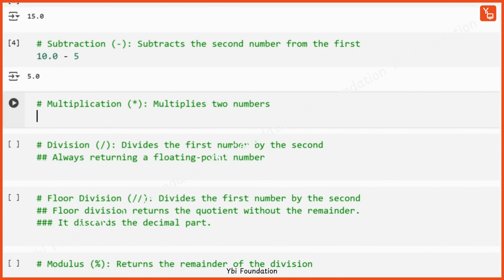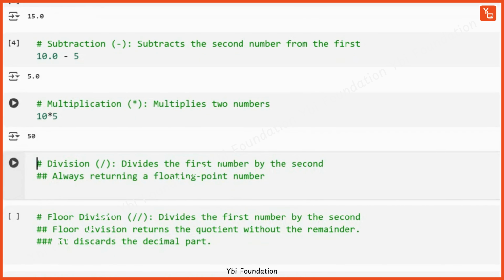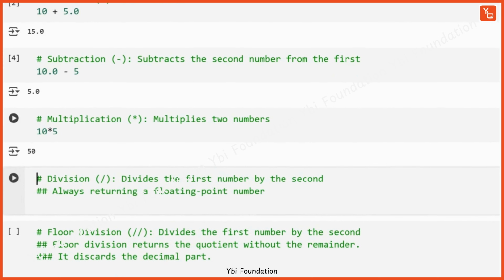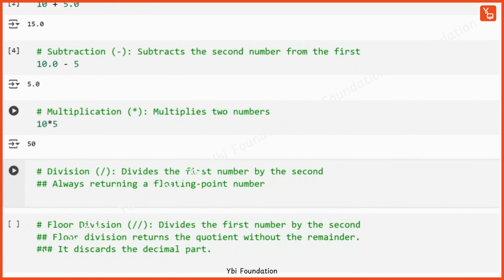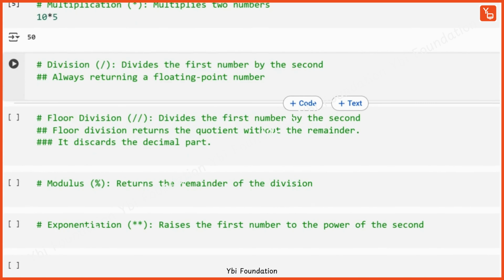Now let's come to the multiplication. To multiply, we have to use the asterisk sign. So 10 asterisk 5 gives us the multiplication of 10 into 5. The output is 50. So all these addition, subtraction, and multiplication are very straightforward.